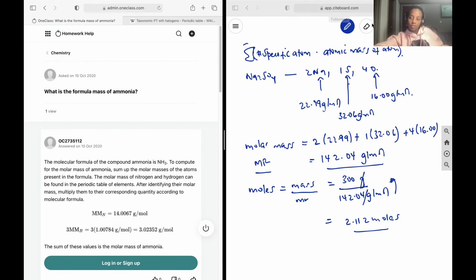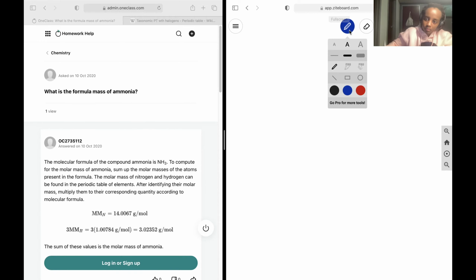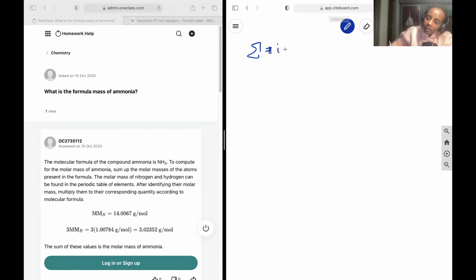Okay, next up we want the molar mass of ammonia. We're just going to use the same formula up here, and just do the sum of the number of atoms multiplied by the atomic mass of atom. And so ammonia is NH3. So we have 3 H and 1 N.